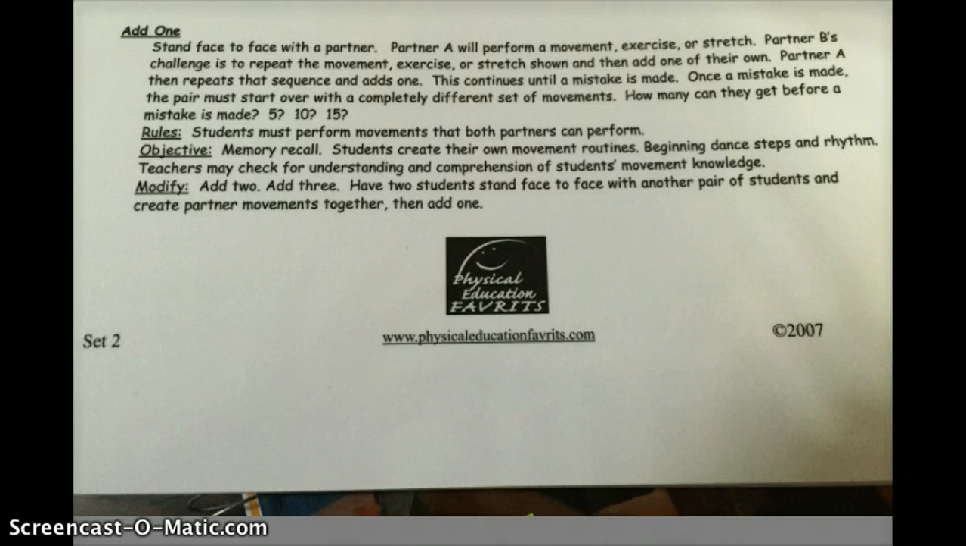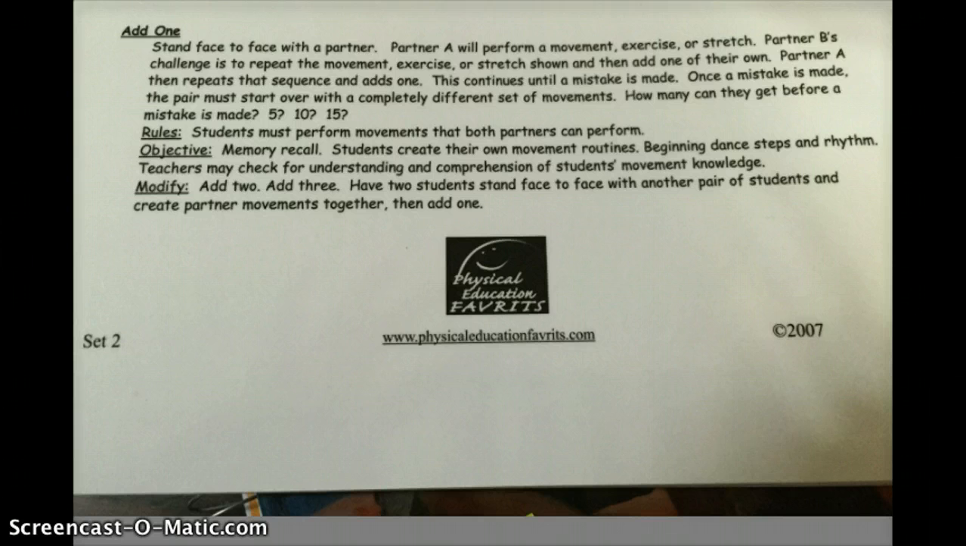In addition, we also have 2.7, which is demonstrate a variety of partner skills such as imitation, leading, following, or mirroring. So I think this is one of the biggest standards that's developed in this activity. Just because there's so much involved with your partner, you really have to pay attention. You really have to look at what they're doing and then how you're going to be able to do it at the end of it.